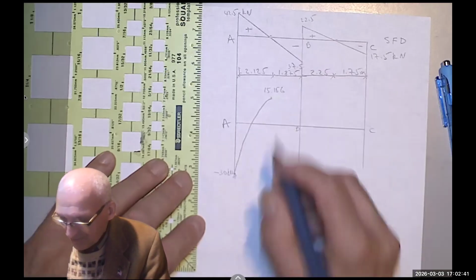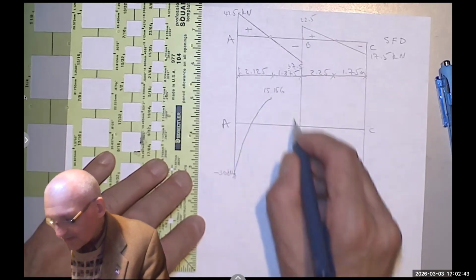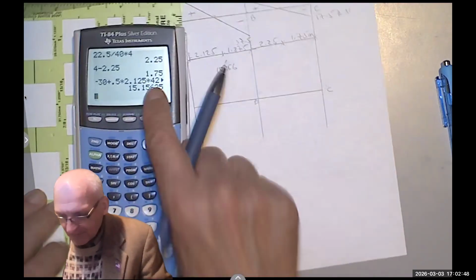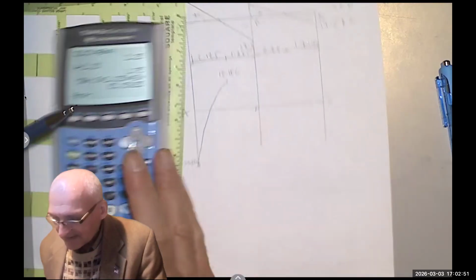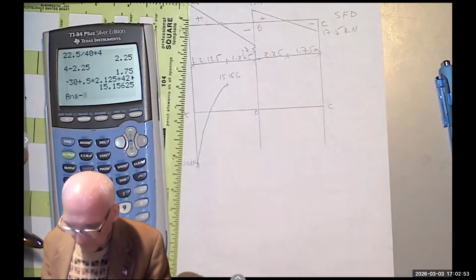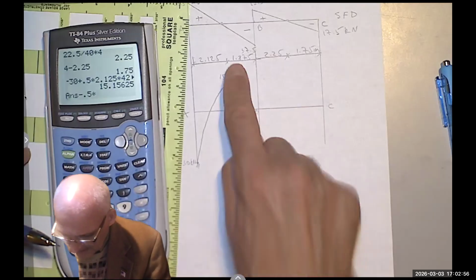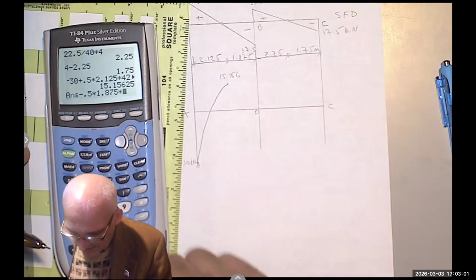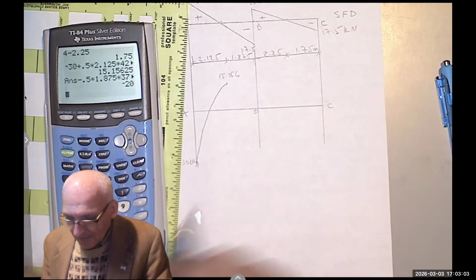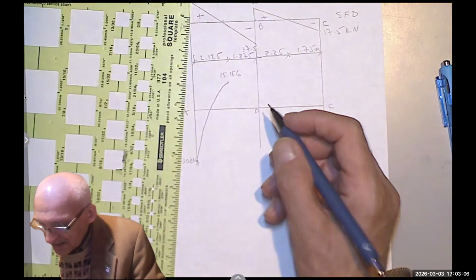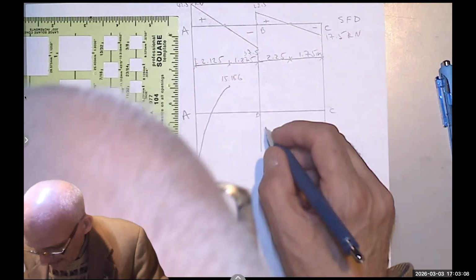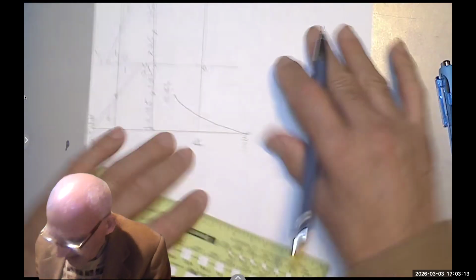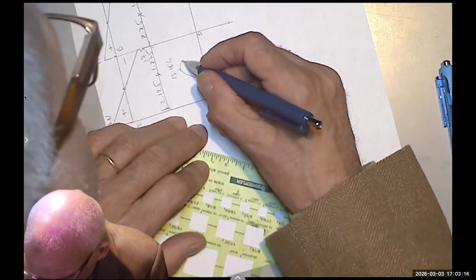It reaches the maximum here at the zero shear, and then it will start to go down. But how much will it go down? Notice I already have this moment here, so I'm going to subtract from it the area of that triangle: 1/2 times the base, 1.875, times the height, which is 37.5. I will go down to negative 20. So at point B, I will be at negative 20.